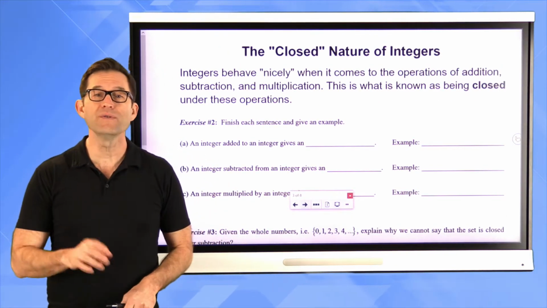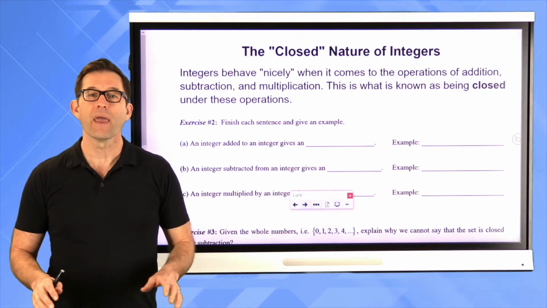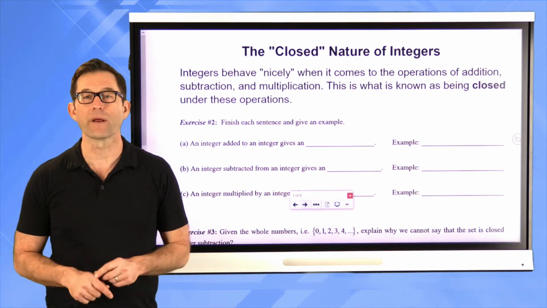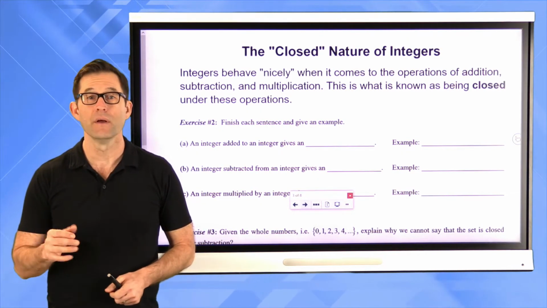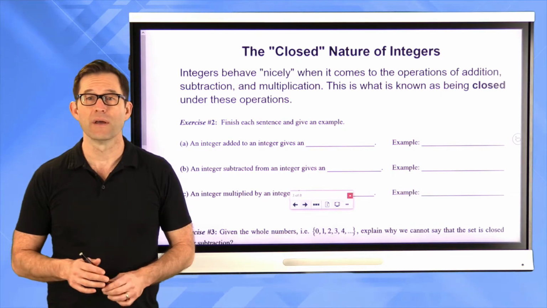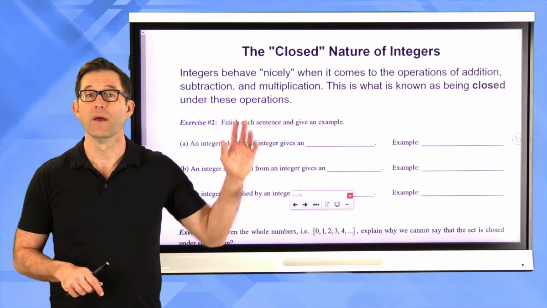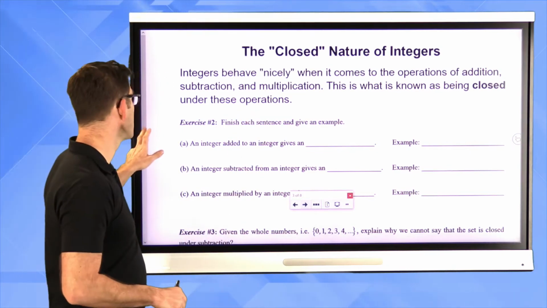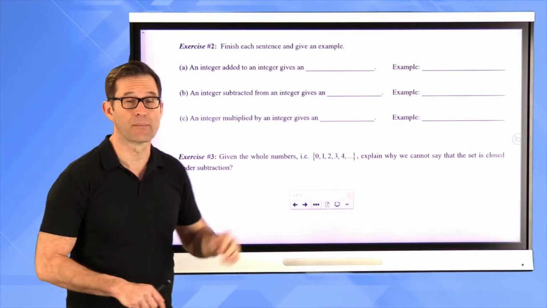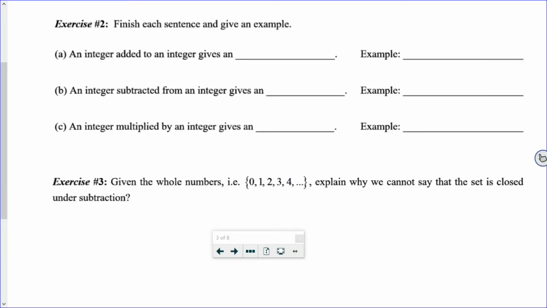Now, the closed nature of integers. Integers behave nicely when it comes to the operations of addition, subtraction, and multiplication. And this is what is known as being closed under these operations. Now, what does it mean when they behave nicely? Well, let's take a look at exercise number 2. Finish each sentence and give an example.